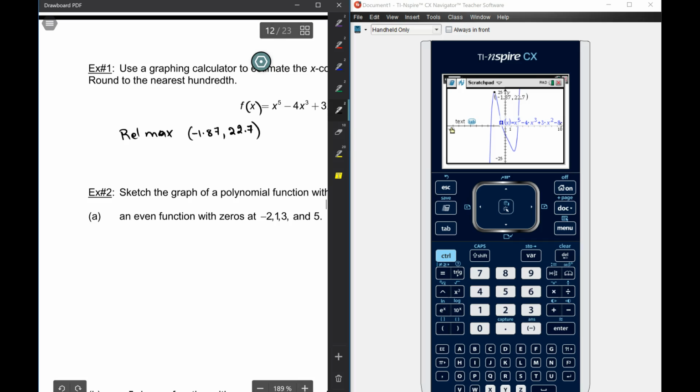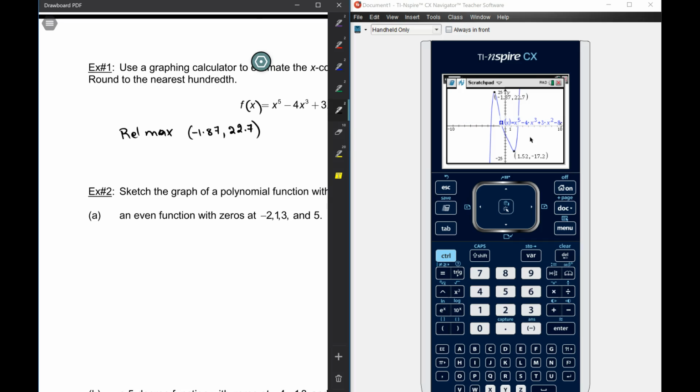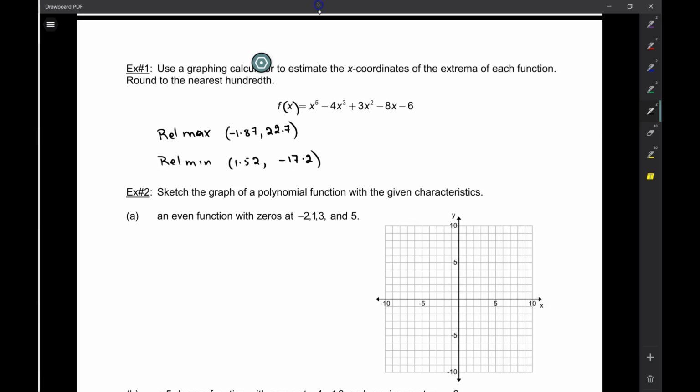All right, and go ahead and find the min. So relative min, 1.52, negative 17.2. Okay? Questions on this? All right, so let's move on.